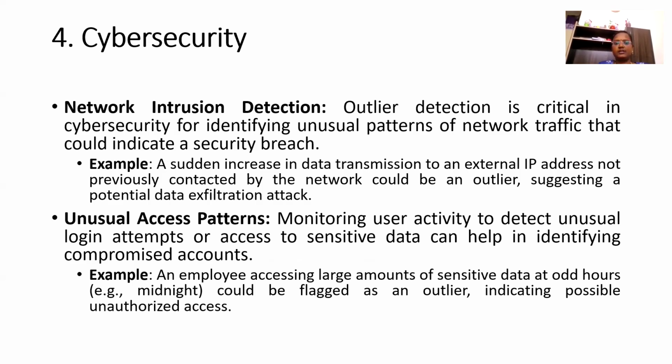And cyber security, network intrusion detection. Here cyber security will identify unusual patterns of network traffic that would indicate a security breach. For example, a sudden increase in data transmission to an external IP address not previously contacted by the particular network would be considered an outlier. And unusual access patterns, for example, user activity, password access, login attempts. An employee accessing a large amount of sensitive data at odd hours, such as midnight, could be flagged as an outlier, indicating possible unauthorized access.